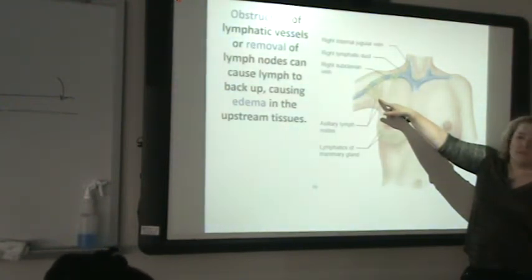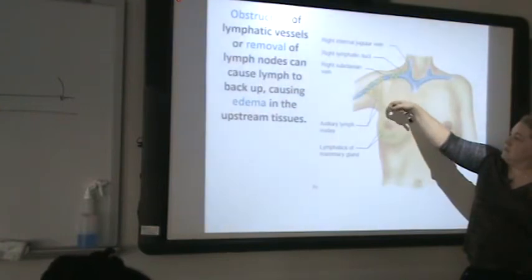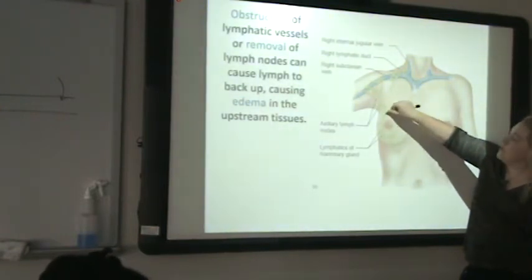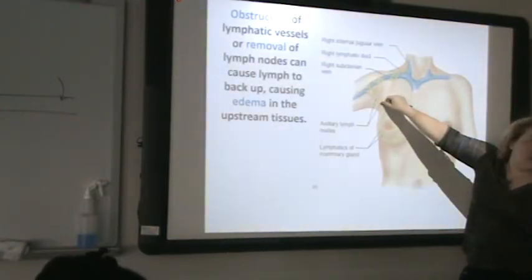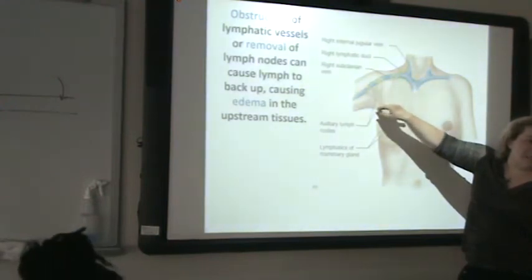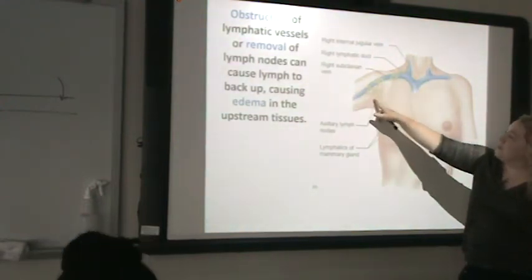What, in the breast? Distal to there. So wherever that was draining. It depends on how many they have to take out. It depends on what they're connected to.